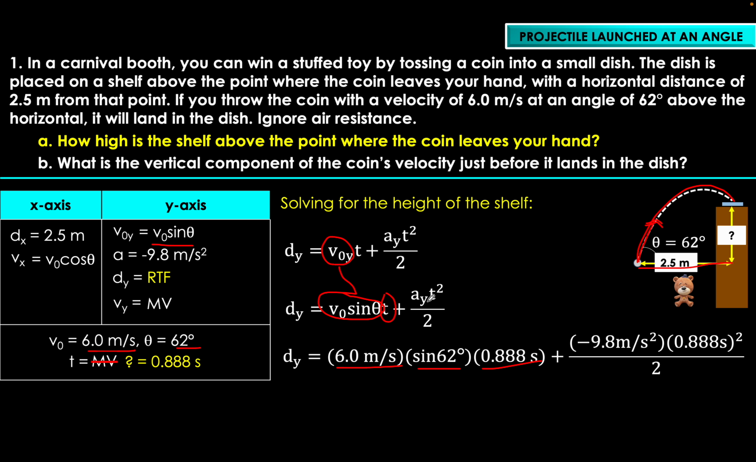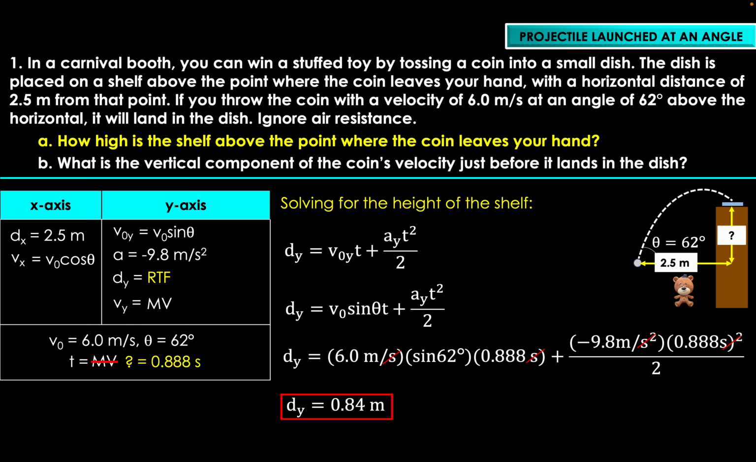And then plus, okay, so acceleration is this. Do not forget the negative sign. A common mistake made by students, based on my experience as a teacher, is that they usually forget to square the time in this equation. So do not leave it out. And then over 2, you're supposed to get d sub y equals 0.84 meters.